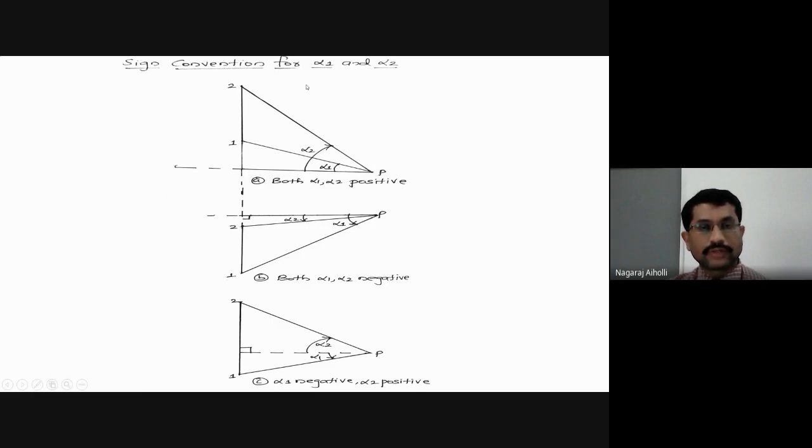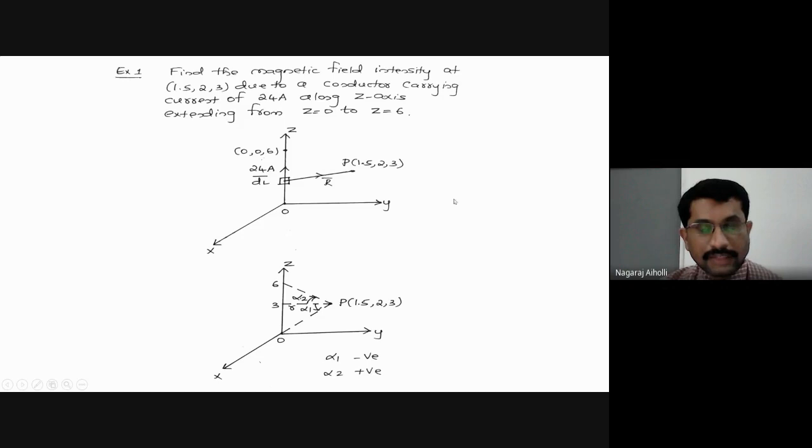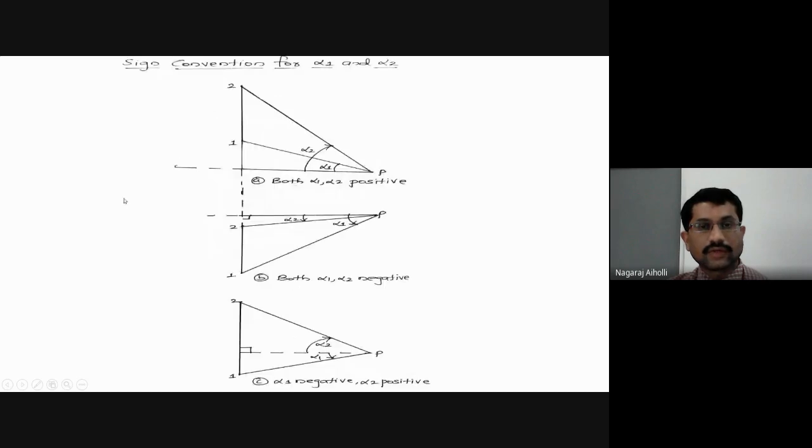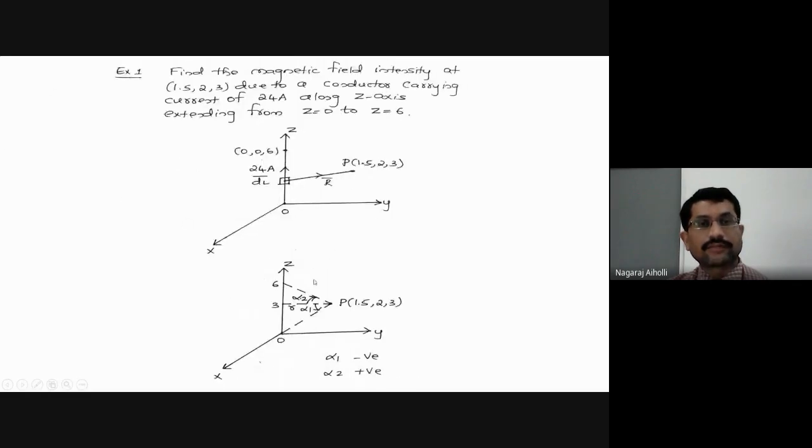Okay, you have to remember when alpha 1 and alpha 2 will be positive, when they will both be negative, and when one will be positive and the other negative. Okay, let us solve one example on the magnetic field intensity. Any difficulty here, students? I hope it is clear. The sign convention is simple. Then we'll solve an example.